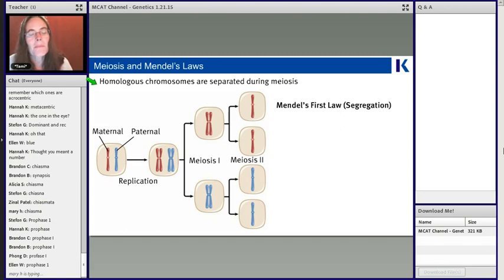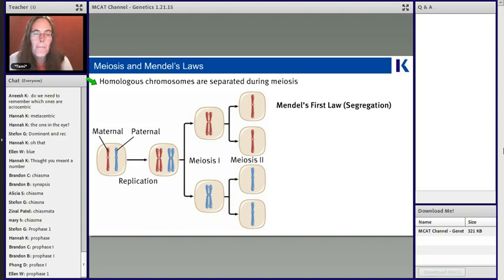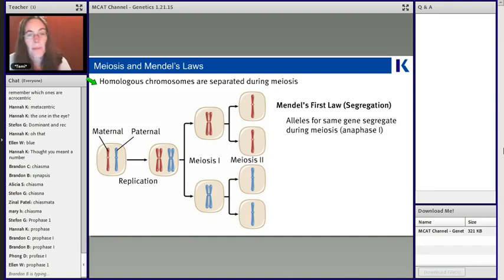Mendel was a brilliant little monk that played with pea plants. We all know who he is, okay? Mendel's first law was about segregation. What it says is alleles for the same gene segregate during meiosis. This specifically happens in anaphase 1. So they segregate here. So mom's brown-eyed allele went here, and dad's blue-eyed allele went down here. So the alleles for that same gene, they specifically segregate during anaphase 1.